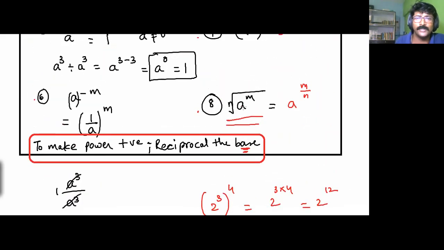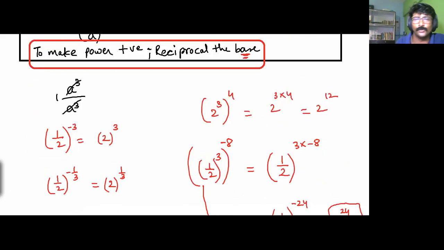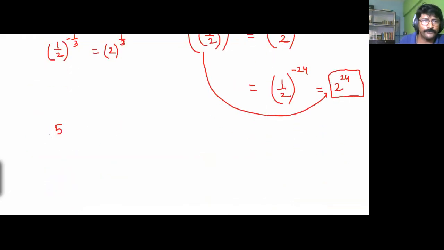Let's move ahead with the 8th rule. What is this 8th rule? Nth root of a power m. I'll give an example: 5th root of 6 raised to power 2. How are we going to write this? This will become 6 power 2 upon 5. Did you understand? 6 power 2 upon 5.